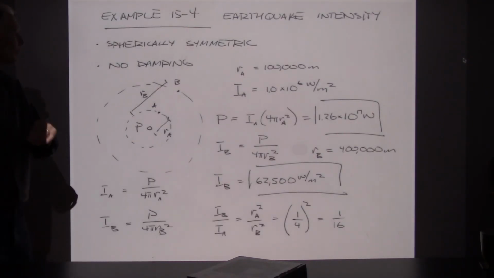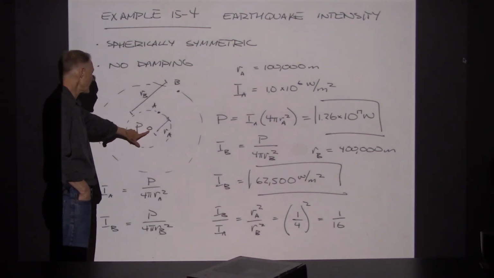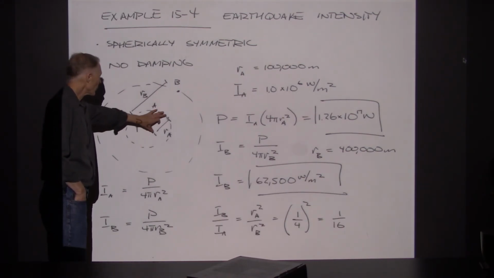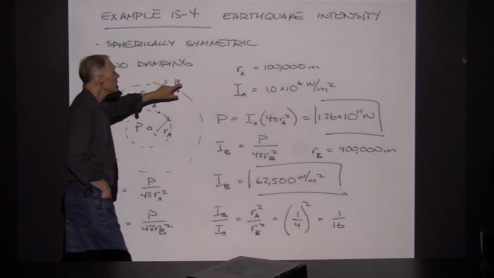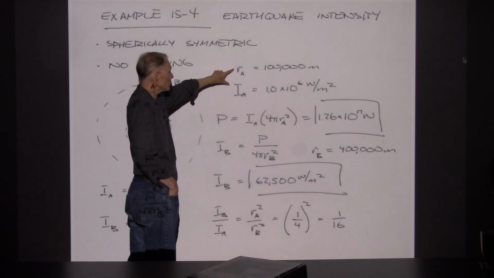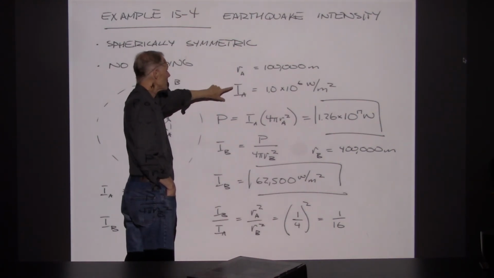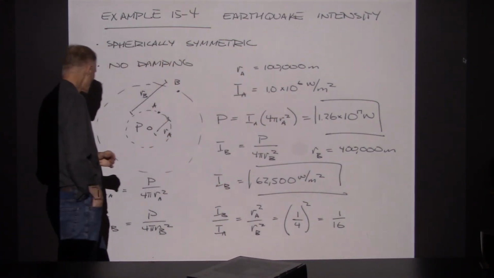Well, here's kind of what our picture looks like. Here is the source. It's generating energy at some rate. That would be a power. Here is the first station at point A. Here's the second station at point B. For that first station at point A, it's 100,000 meters from the source, and the intensity was measured to be 1.6 million watts per square meter.